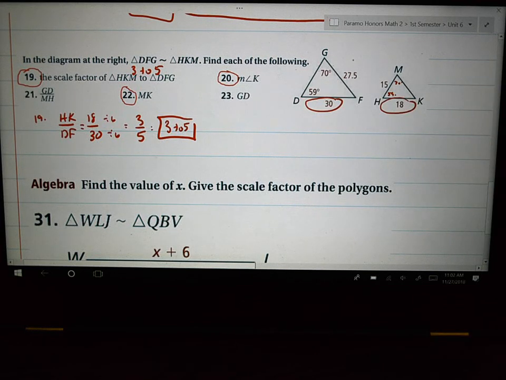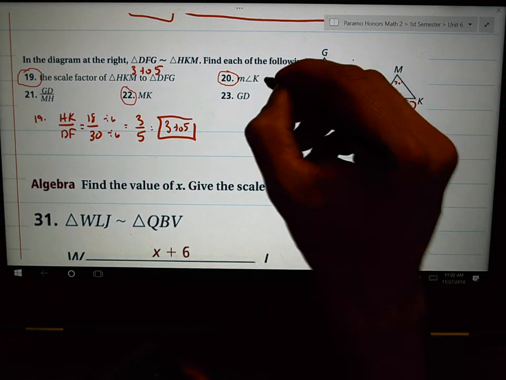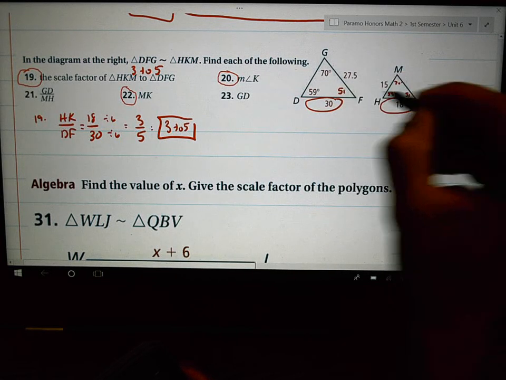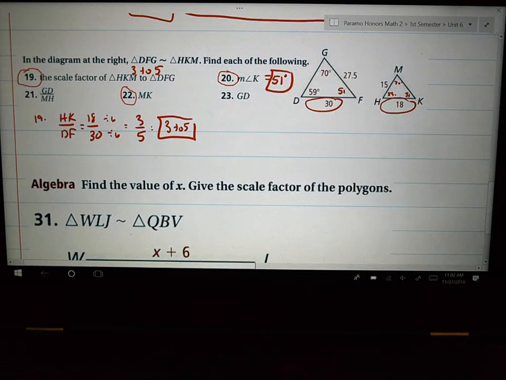Has anybody done that already? 51. 51? Do we agree? Okay. Just going to add 51 plus 59 plus 70 to double check, and it works out correctly.